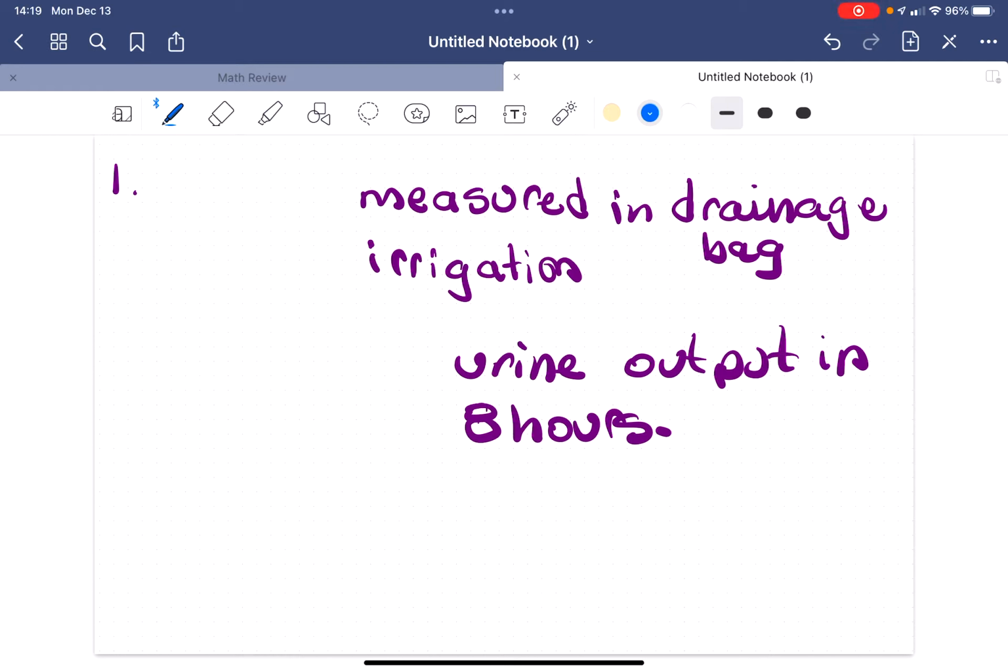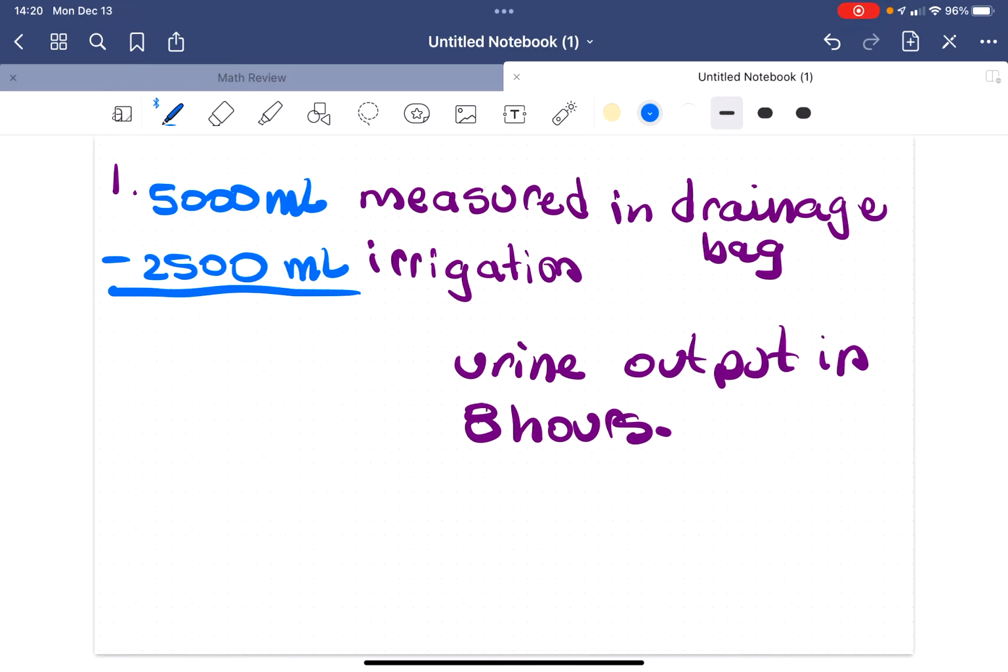Okay, when we're looking at this, we have to look at what was measured in the drainage bag. So we have 5,000 milliliters. And we've had 2,500 of irrigant, 2,500. So we subtract those, and we end up with 25 milliliters of urine output in 24 hours.